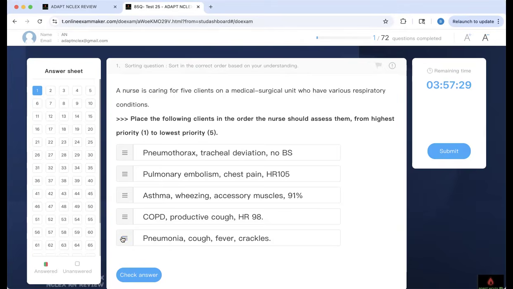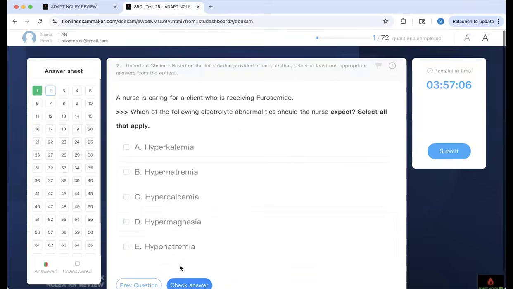Followed by a pneumonia patient who is coughing, he has fever, sepsis, crackles. COPD patient, productive cough, heart rate is fine. That will be the last patient you see. But this is the hardest respiratory prioritization you want to see in a question. But pay attention to the way I approach them. You have to know the pathophysiology to answer them. So this is your right answer.